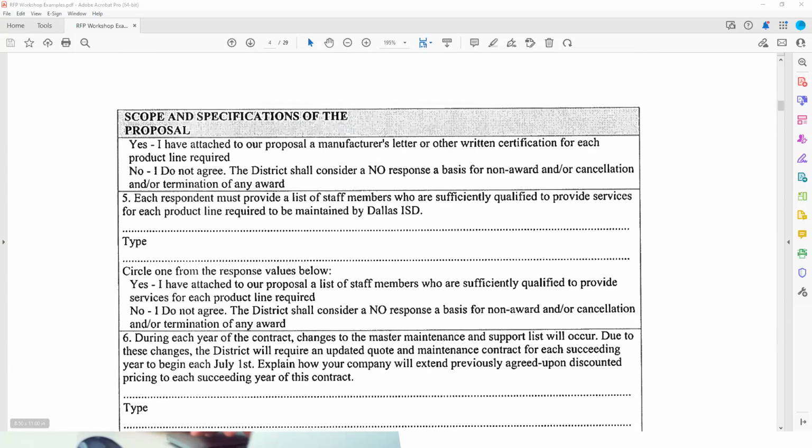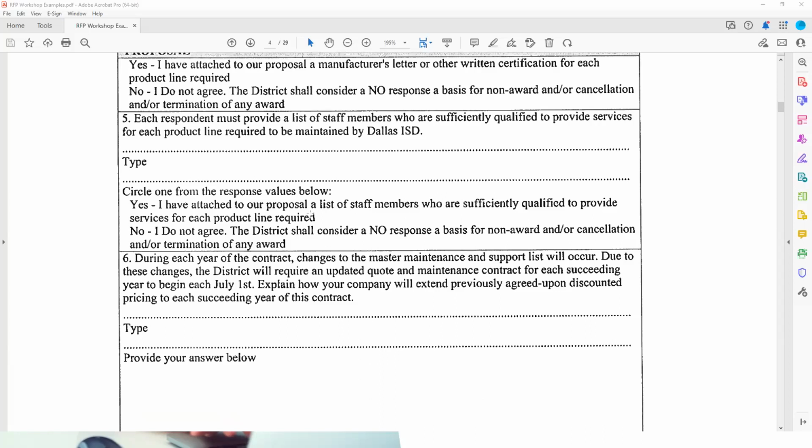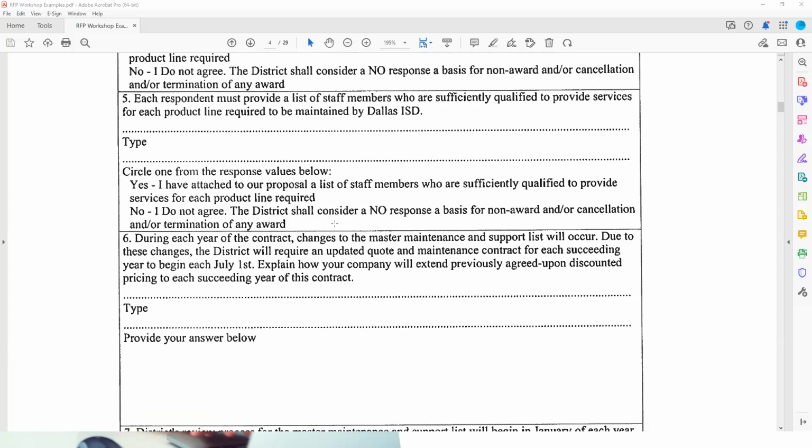Each respondent must provide a list of staff members who are sufficiently qualified. So they're already telling you, you got to provide a list of the staff members. We're going to add that to our checklist. So the next one is circle one from the response below values. Yes, I have attached to our proposal a list of staff members. No, I did not. You have to circle it. You actually have to circle, because if, say for instance, you provide this and then you don't circle something.